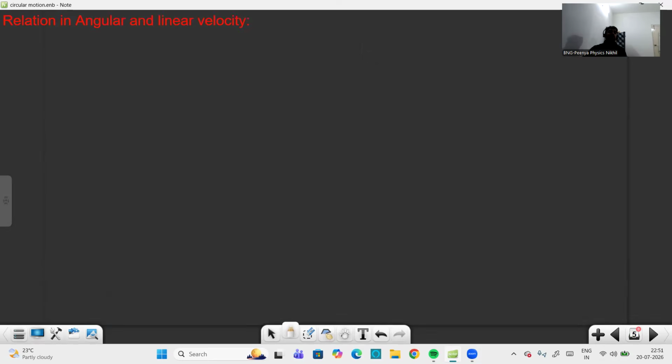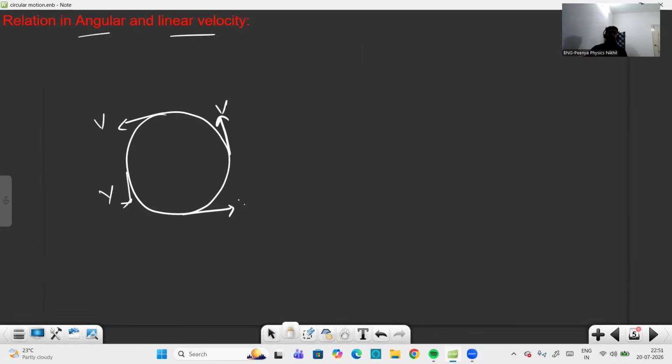Now, here the relation between angular and linear velocity. So linear velocity is what? For example, if any object is moving, at every instant its linear speed is there. Let it be v, here also v, here also v. Let us consider it is constant, a uniform circular motion. So with the angular speed, omega, how can we relate it?